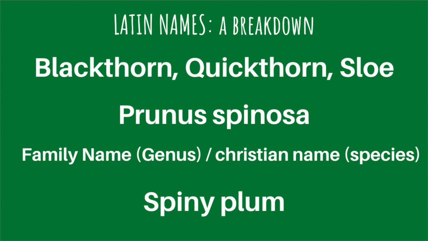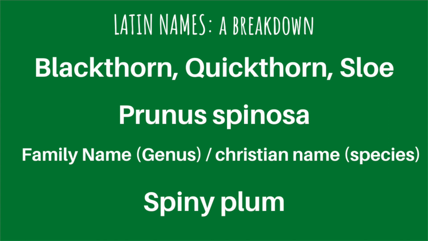So a tree like a blackthorn can have a number of common names. You see blackthorn, quickthorn, or sloe, some people call it, referring to the fruit. But its Latin name is Prunus spinosa, which tells us that as a Prunus it's part of the plum family. So there's that link to the plum trees and fruit trees that we know.